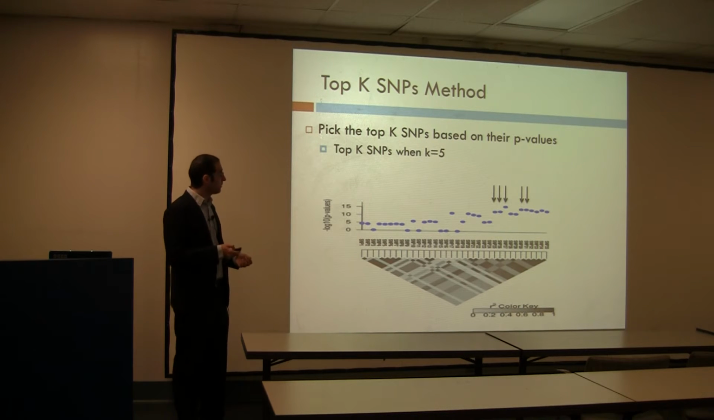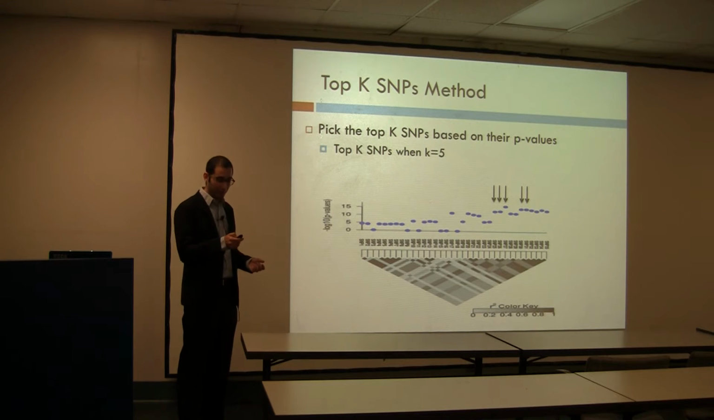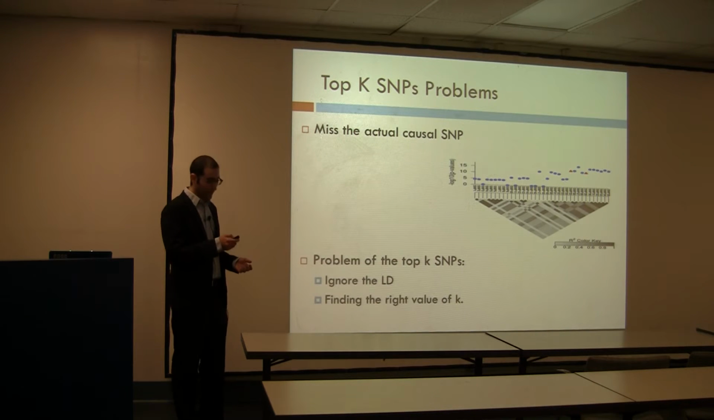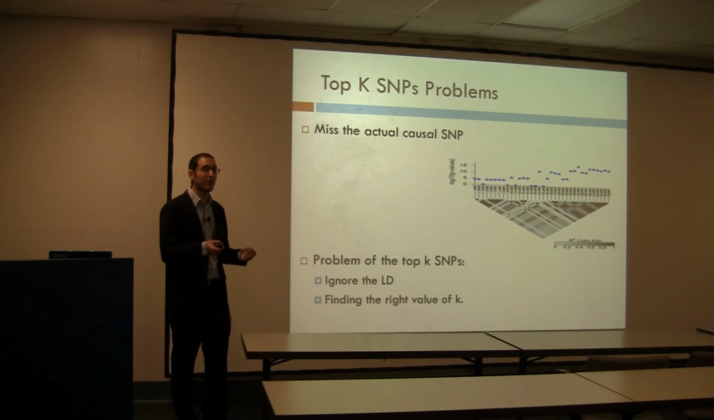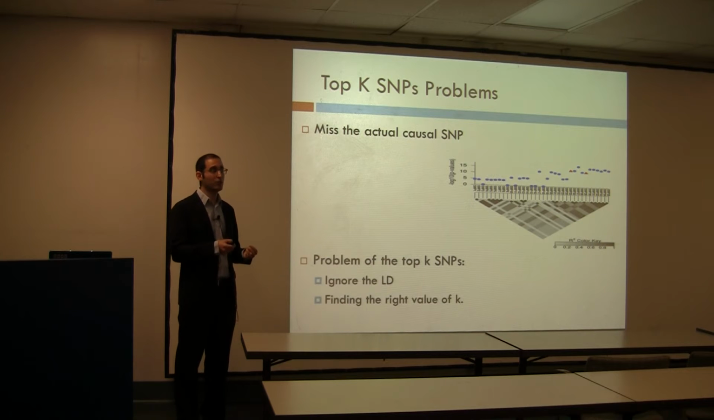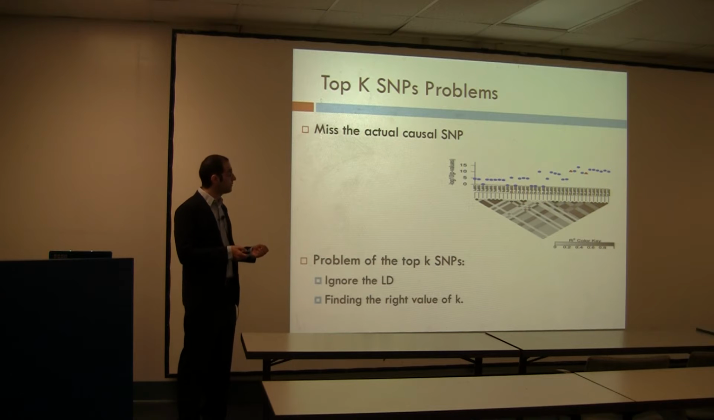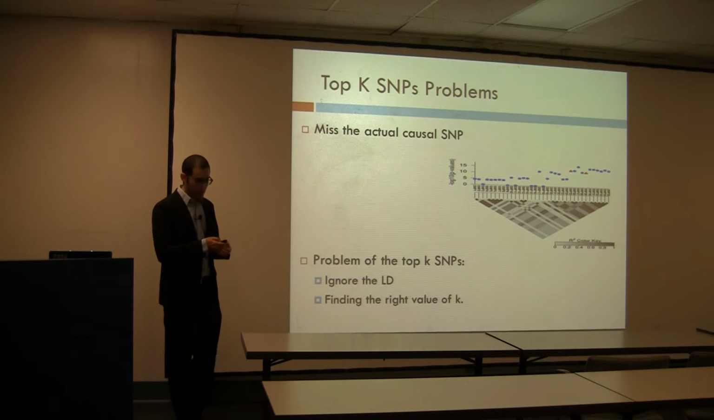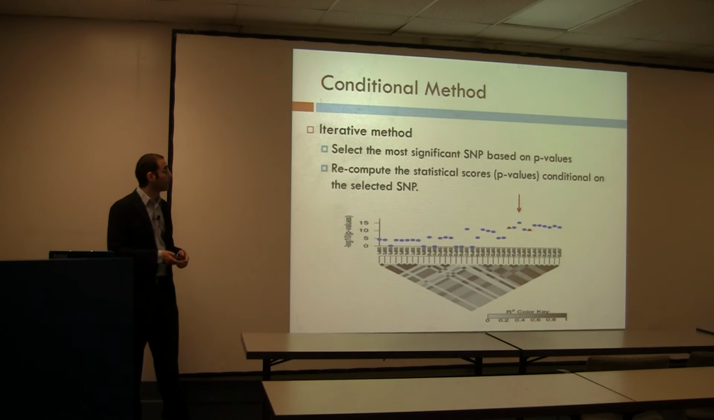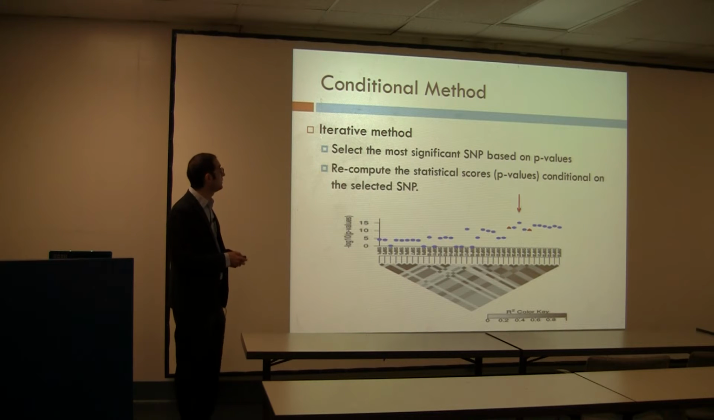Now, this is the complicated region I mentioned at the beginning of the slide. If you look at the real answer, the red triangles represent the true causal variants that we implanted in this region. So obviously, when K was equal to 5, top K failed to find any of these causal variants. The reason is that it ignores the LD. No matter what LD we put here, top K will pick the same answer. And picking the right value of K is complicated, unless you know the answer. Now, another method that people propose is the conditional method, which is an iterative method.